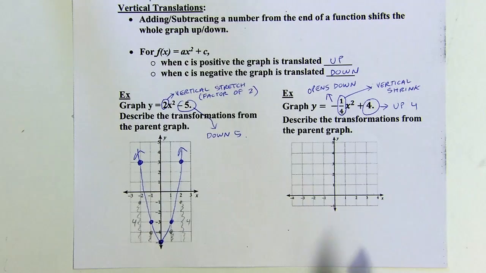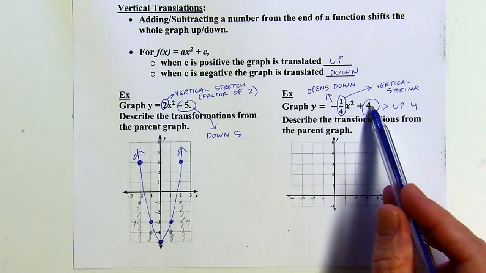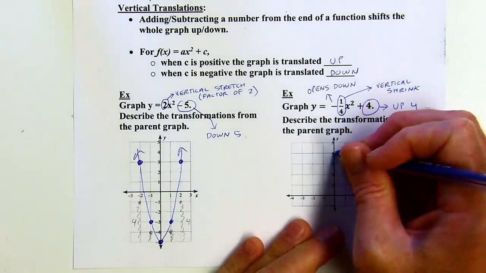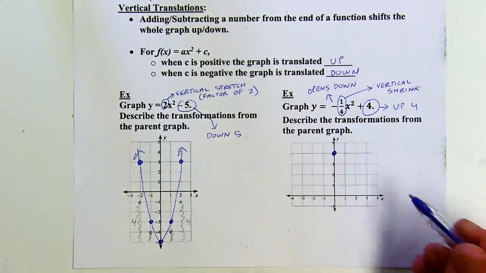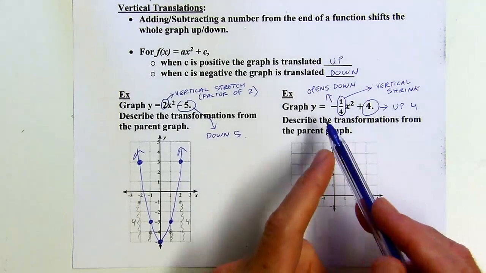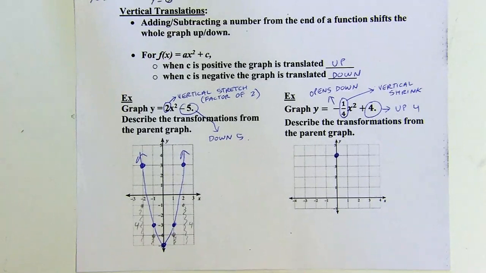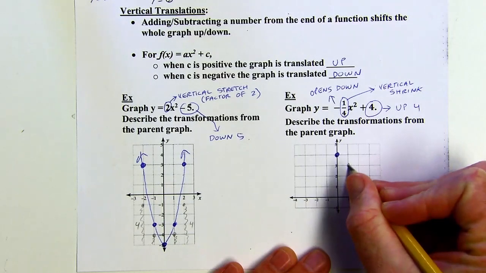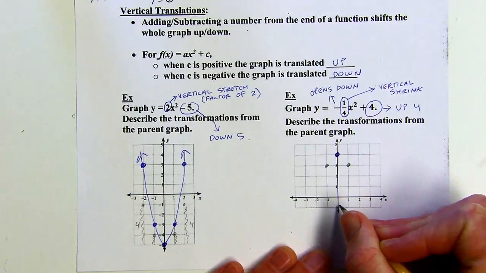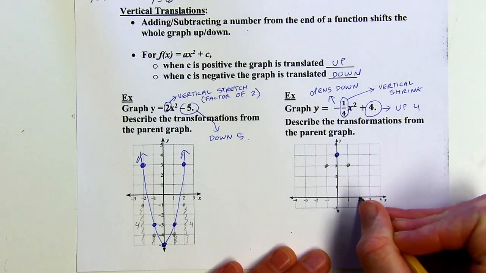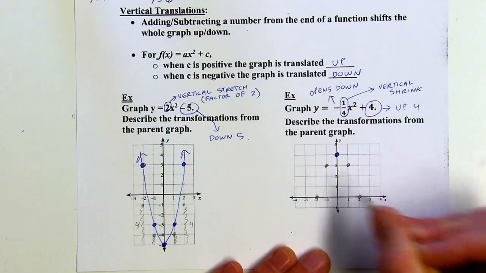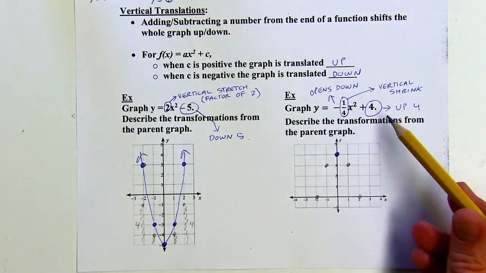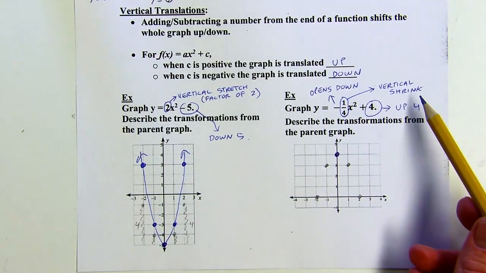Okay? And then the +4 is going to make everything move up 4 units. So I like to do the up 4 first, because that's going to tell me where the vertex is. So I'm going to go up 4 units. There's my vertex. Okay? And it's not going to move. And then my parabola is opening down. So I'm going to do this parent graph shape, but it's going to open down instead of up. So I'm going down 1 to the right and left 1, and I'm going down 4 to the right and left 2. Okay? Now this was what it would look like if the 1/4 wasn't there. If I just said y equals -x² + 4. But I still have to do the vertical shrink.